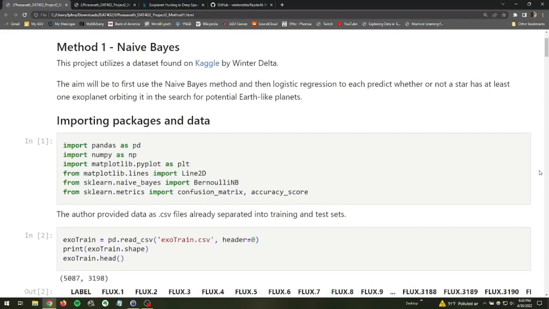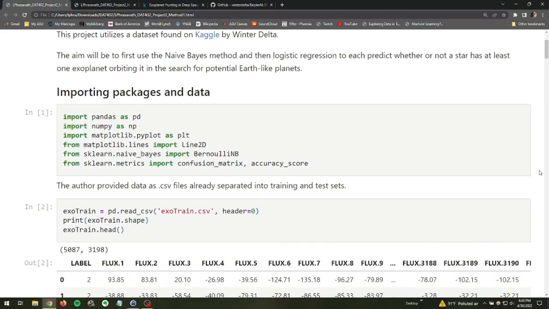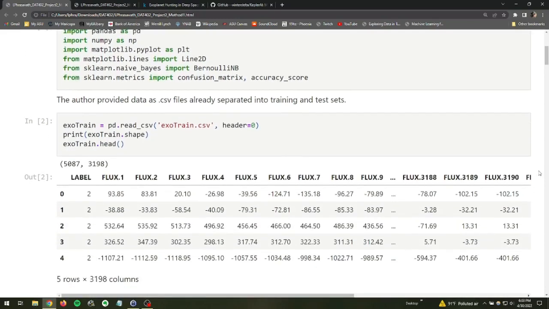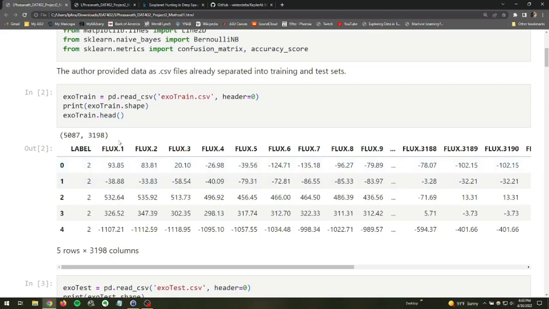Of course, I imported my packages and data just like we've done before in assignments. And because the author already separated the data into separate sets, I just left their sets as is. I didn't necessarily shuffle the different observations and then separate them into different sets. So we can see an example of some of the observations here.